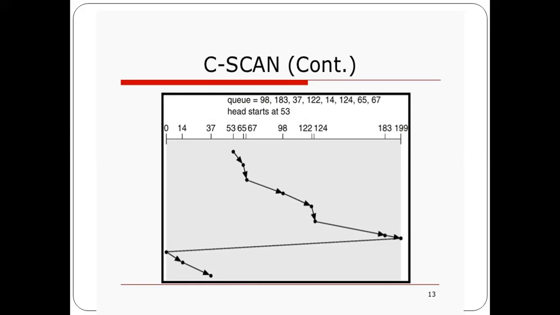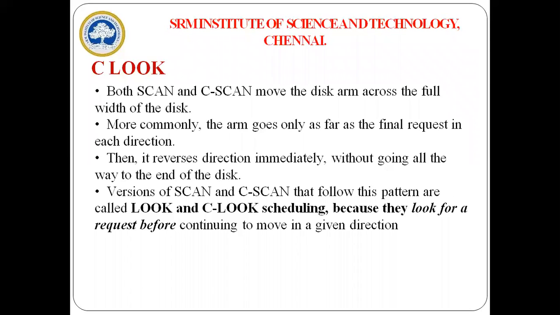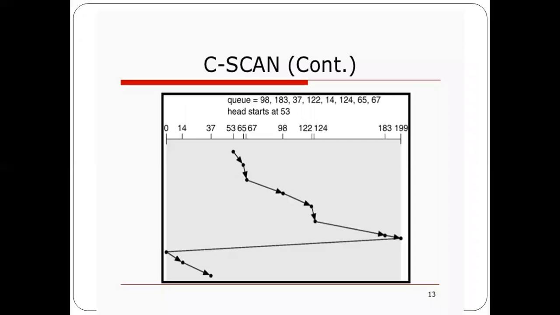The next one is the look, or otherwise called the C look. So here both scan and C scan move the disk arm over the full width of the disk. Full width of the disk in the sense, if you see here, starting from 53 to your ending position 199. Up to that it's swinging. Then again it comes to 0.